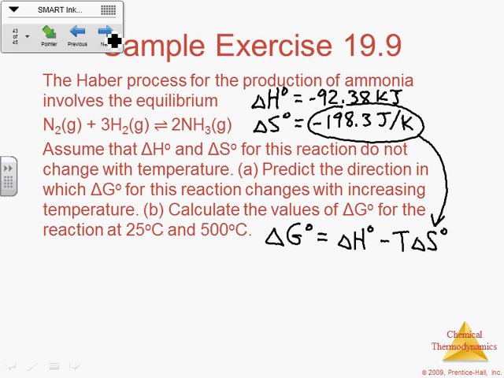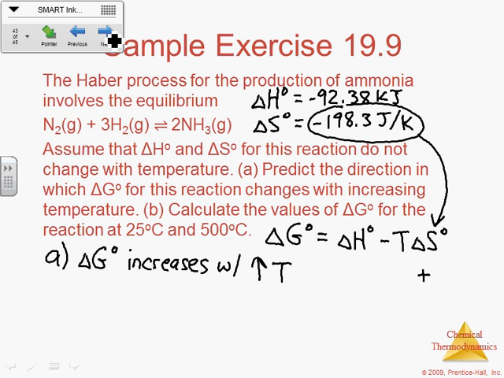All right. So negative 198.3, and you're multiplying that by a negative. That's going to give you a positive term here, right? So the bigger the temperature gets, the more positive that term gets, right? So over time, what's that going to do to your delta G? It should make it bigger, right? So the direction in which delta G for this reaction changes with increasing temperature: the delta G should increase with increasing temperature.